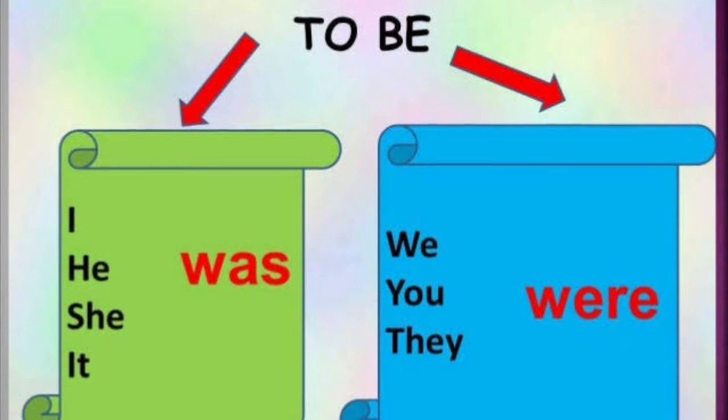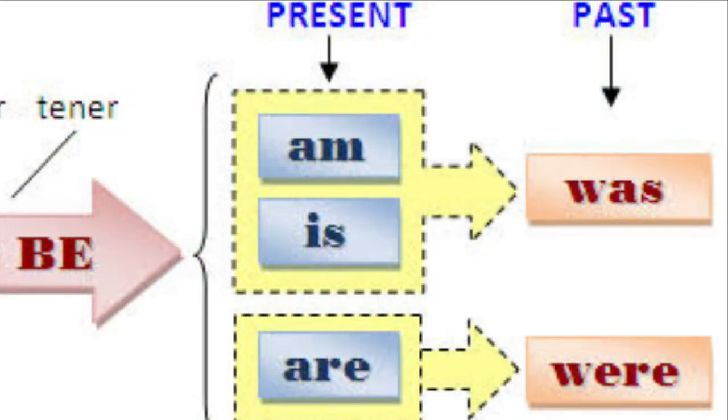Okay, so please look at this picture carefully. With I, was; with he, she, it, or any singular name or any singular thing we have to use was, and with we, they, you we have to use were, or if in the sentence there are more than one person like Rahul and Rohit, we have to use were. Okay, so these were the main points that we have to keep in our mind regarding was and were.